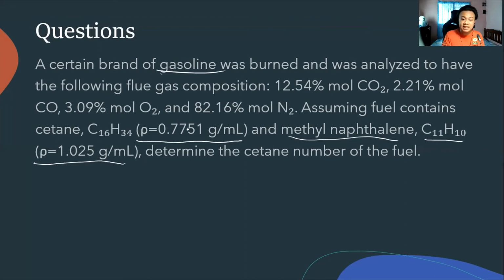If cetane and methyl naphthalene, because if you get gasoline, that's a mixture of isooctane and heptane, di ba? So that's a little trivia for you. Isooctane and heptane, then we have that RON, the octane number, di ba? So we also have a cetane number if we are dealing with diesel. Okay, so how do we get around this? Okay, it's actually easy.